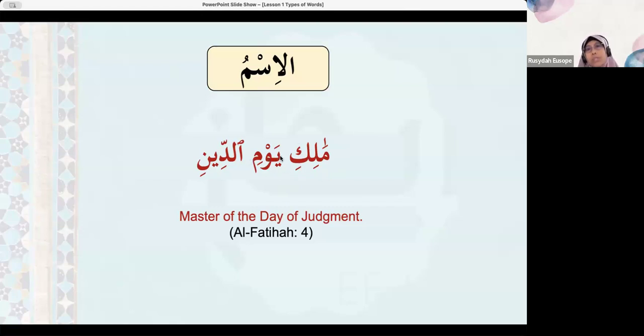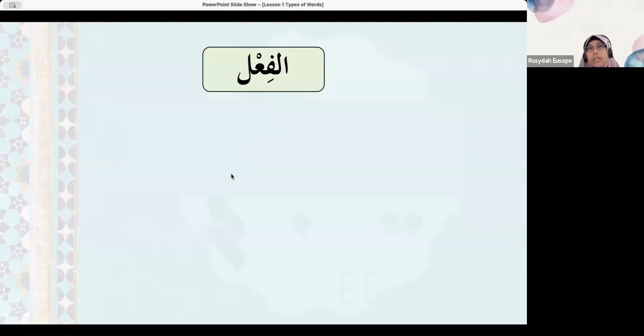Yaumi also does not begin with alif lam. It doesn't end with tanwin, but it is a noun. So not all nouns will carry the sign alif lam or tanwin, but all words that have alif lam or tanwin are nouns. Or only nouns may accept alif lam or tanwin. Okay. And then next, let's go to fi'l.